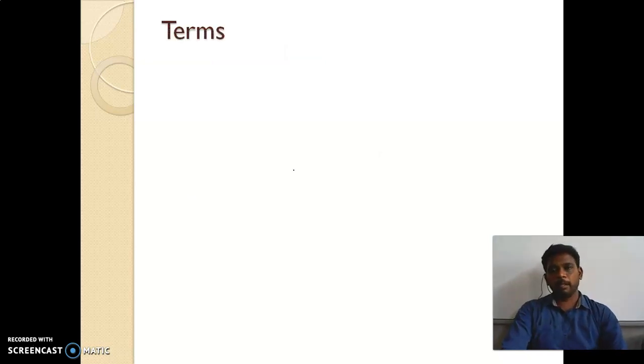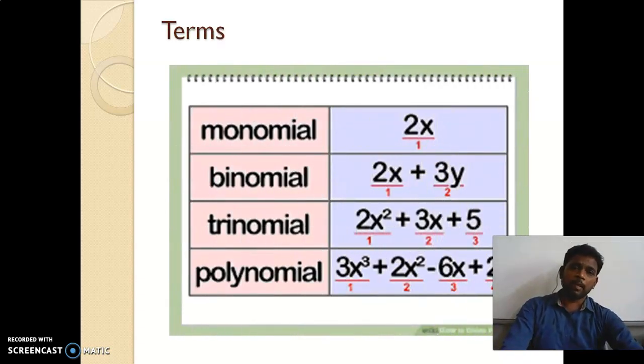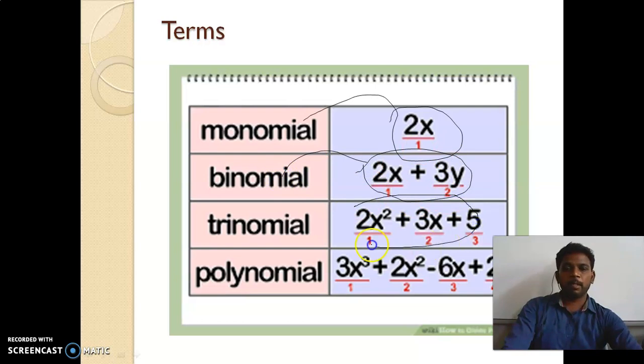Then next, the classification of the polynomial. How can we classify the polynomials? Two varieties are there: one according to the terms, and another according to the degree. According to the terms, if the polynomial has only one term, then it is said to be a monomial. If two terms are there, it is a binomial. If three terms are there, it is a trinomial. And if four or more terms are there, then it is simply called a polynomial. That is the classification of the polynomial according to the terms.